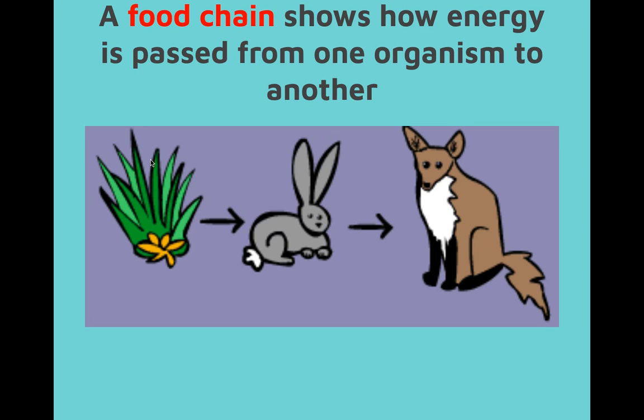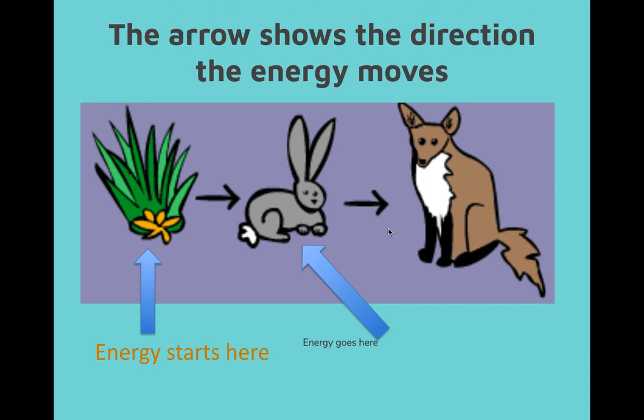So we know that this grass gives its energy to the rabbit. This rabbit gives its energy to the fox. If these arrows were turned around, that would be a different story. Because again, we know that plants are at the beginning of our food chains. So the energy starts here and it moves to the rabbit. The fox then eats the rabbit. So the rabbit's energy moves to the fox.